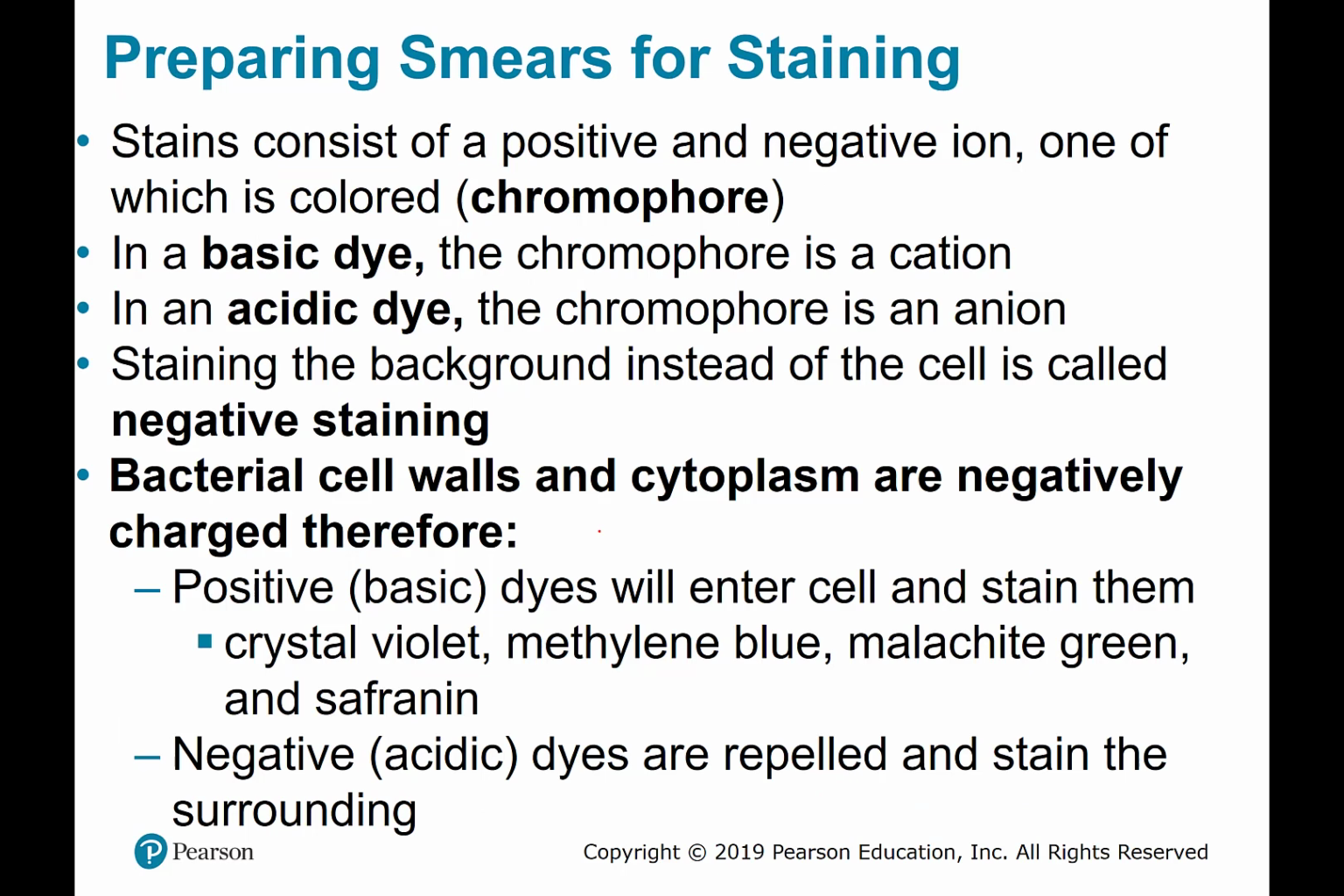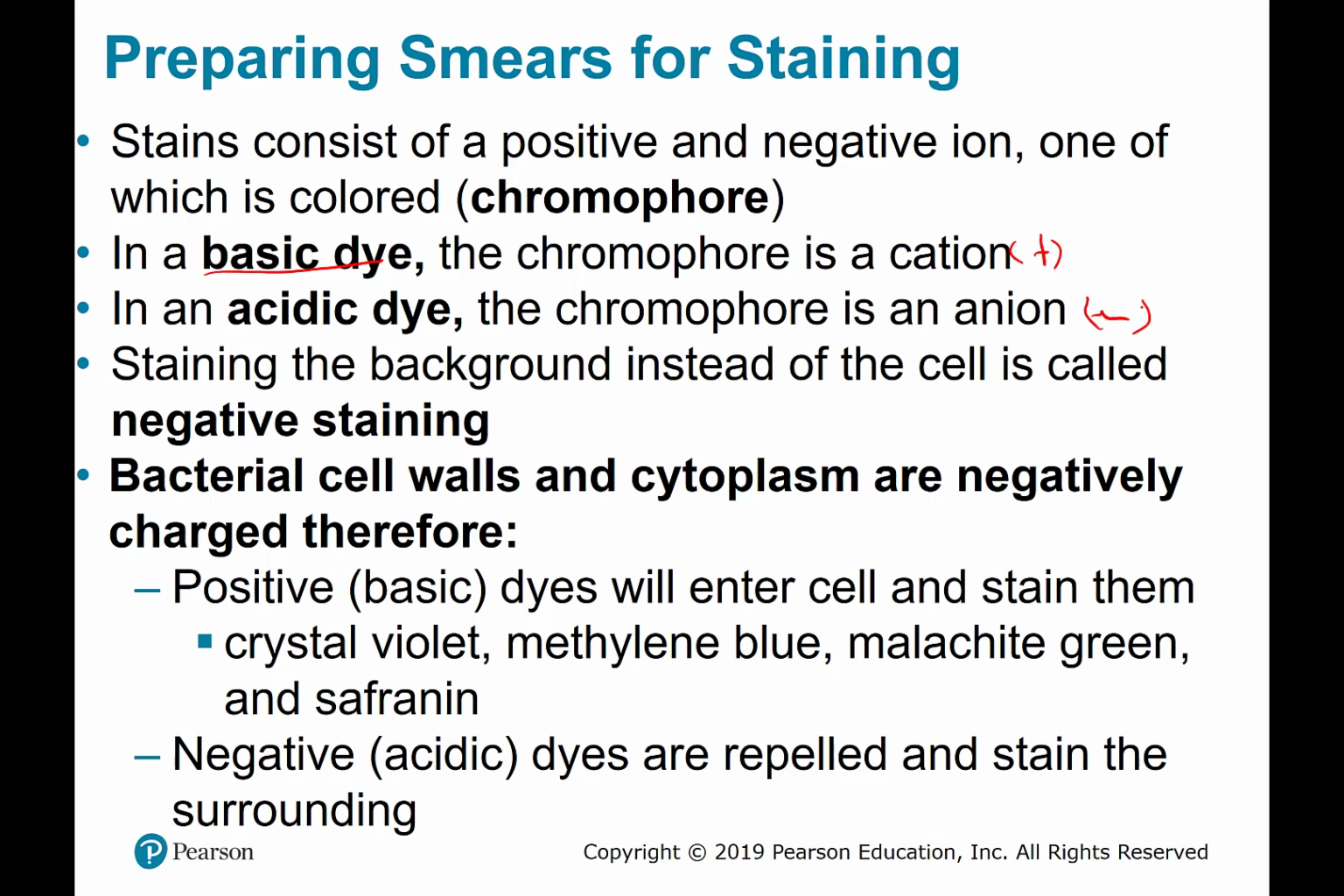There are various types of stains. You have basic stains or dyes, and acidic dyes, and these stains or dyes are going to consist of a positive and negative ion. Typically just one of those ions is going to have attached to it a colored molecule or a chromophore. And in a basic dye, that chromophore is going to be the cation. Remember, cations have a positive charge. In an acidic dye, the chromophore is going to be an anion, and that's a negative charge.